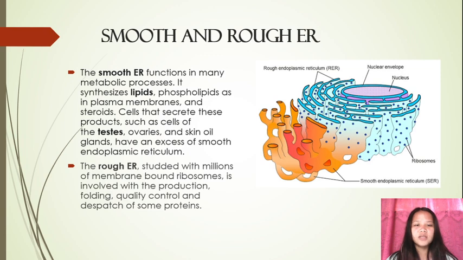Smooth and rough endoplasmic reticulum. The smooth ER functions in many metabolic processes. It synthesizes lipids, phospholipids, as in plasma membranes, and steroids. Cells that secrete these products, such as cells of the testes, ovaries, and skin oil glands, have an excess of smooth endoplasmic reticulum. While the rough ER, studded with millions of membrane-bound ribosomes, is involved with the production, folding, quality control, and dispatch of some proteins.